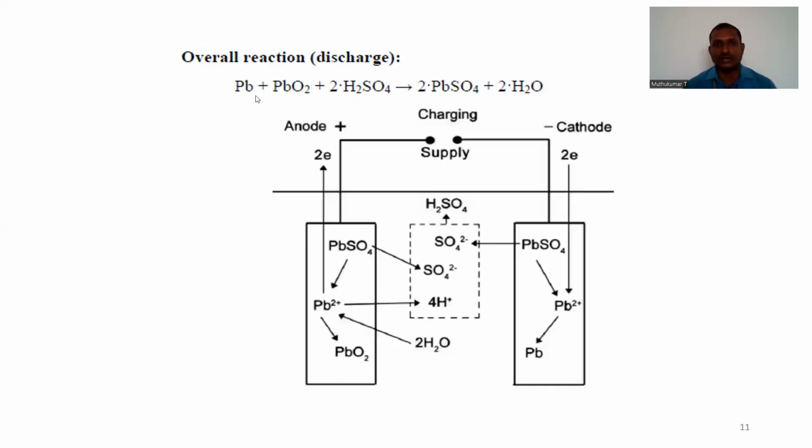Next is the overall reaction during discharging: Pb plus PbO2 plus 2H2SO4 gives 2PbSO4 plus 2H2O. Here water is one of the byproducts. Charges accumulate on the opposite plates. If you connect a load between the positive and negative terminals, current flow happens automatically. We utilize this current flow for our purpose.